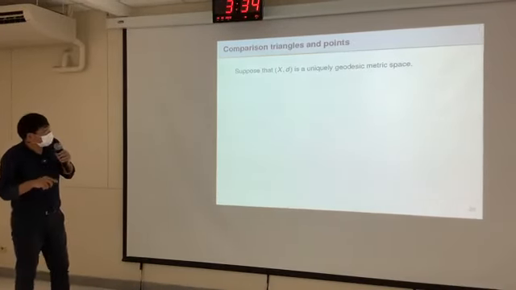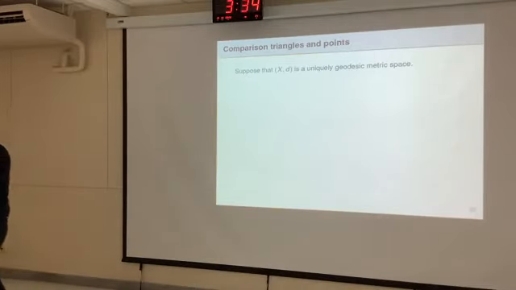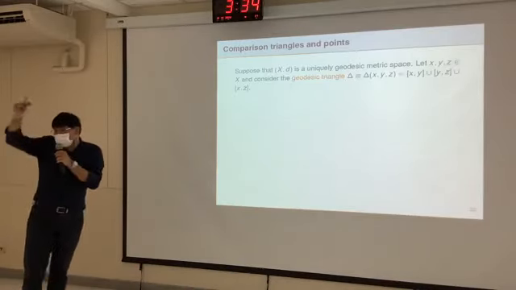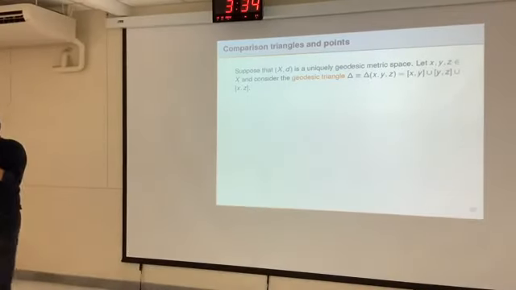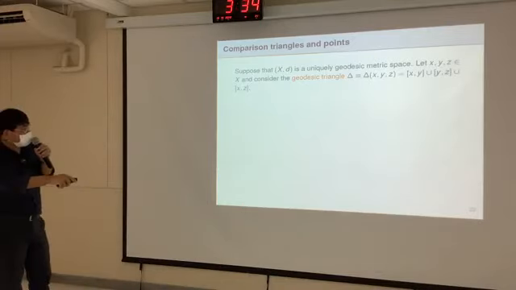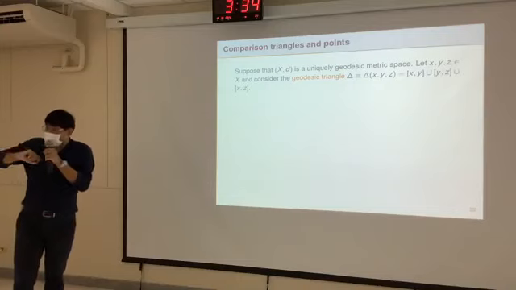Right now we assume that X is uniquely geodesic. You can think of several examples of this. We pick any three points from there. Each two points are joined by a unique geodesic, so you have a kind of triangle. That triangle is called a geodesic triangle. It's denoted here, and it's just the union of all the geodesics joining the three points.